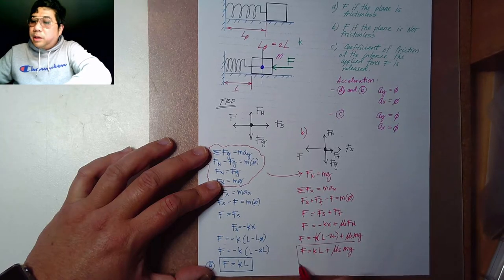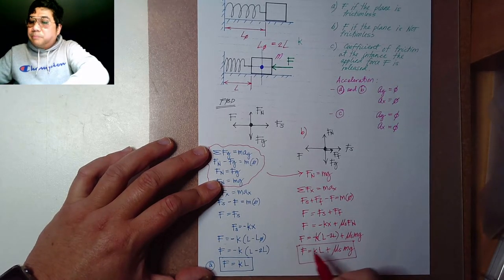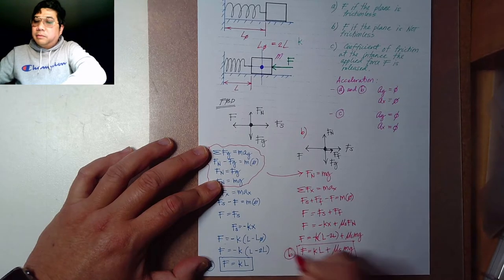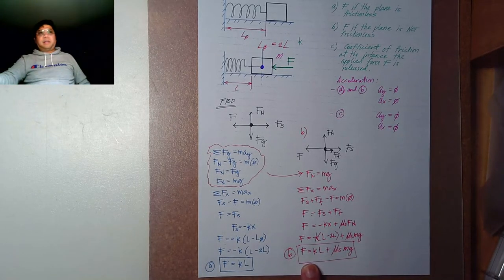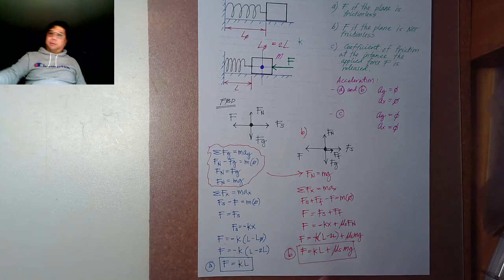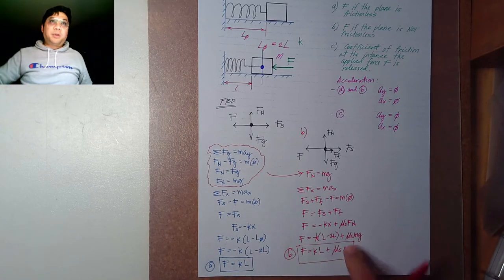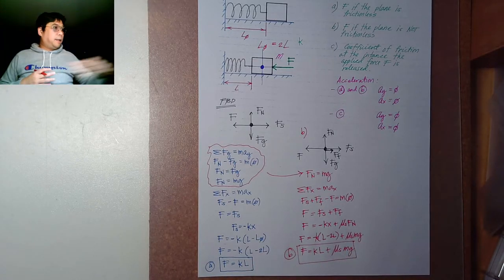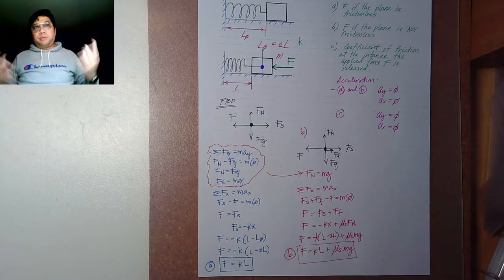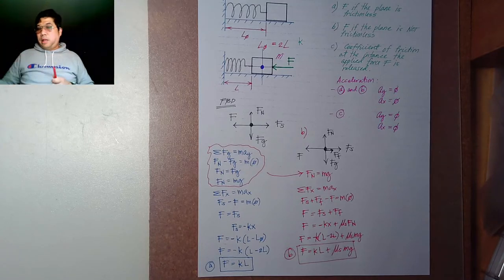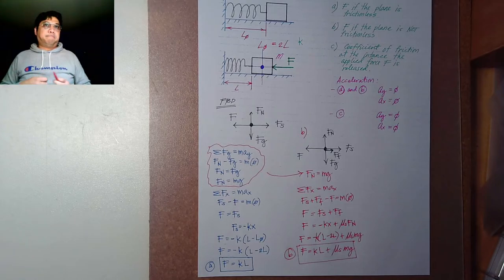So this will be the difference between A and B, and that is to include the coefficient of friction. So the spring force plus the coefficient of friction, because it's pending motion, or the motion is going to be against the push that we apply.